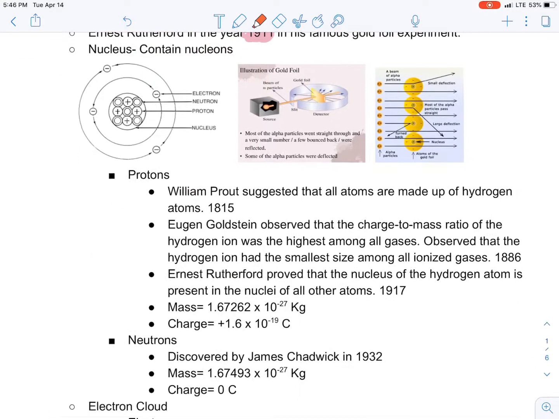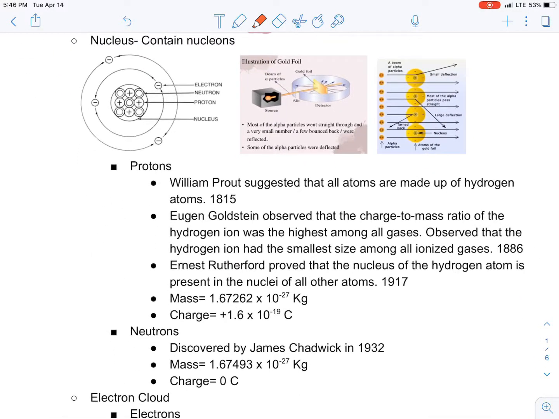Okay, so let's look at the proton, right? William Prout is the first person to even decide there's some kind of positive particle. This was in 1815. And he just decided that hydrogens were made of these particles, especially when it was ionized, when the electron was gone. It was a little positive particle. And that's the first they had any concept of these tiny positive particles.